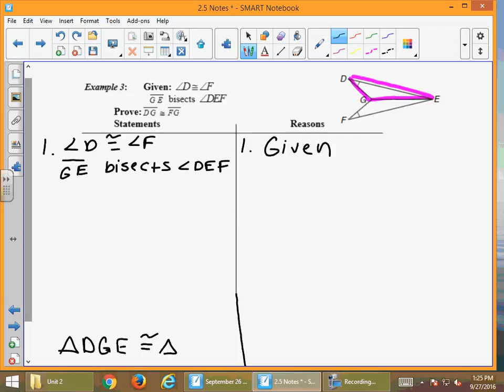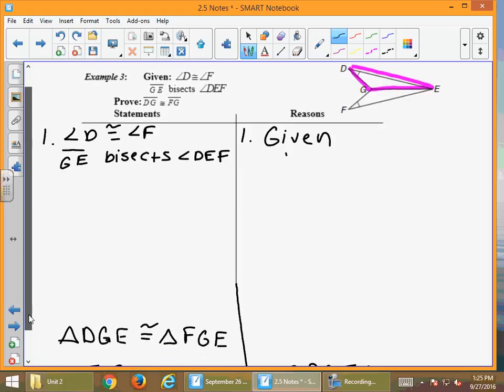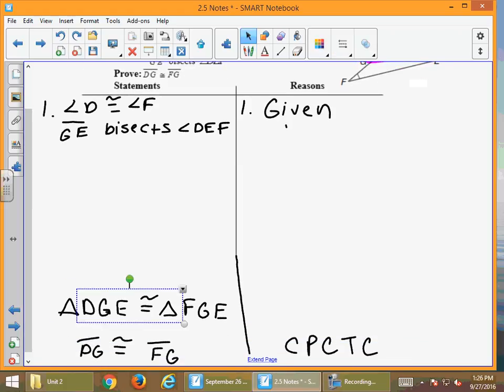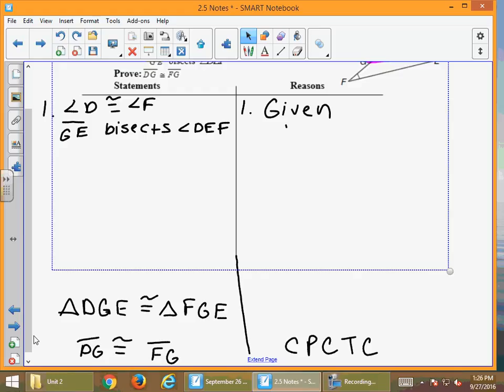If we went DGE, you have to follow that same exact pattern. How do we have to name that second triangle? Yeah, FGE, because G and E are going to stay in the same spot because they're the same point. So we want to go FGE. Follow that same pattern. So right off the bat, you have 1, 2, 3, 4, 5 freebies just by knowing that you're proving parts of the triangle.